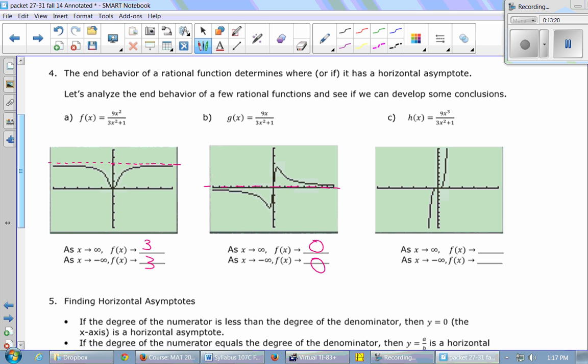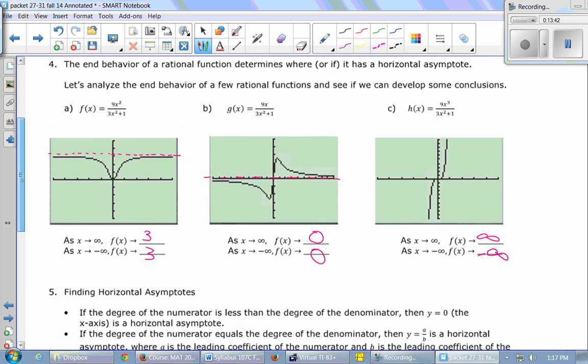And how about this last one? No horizontal asymptote. The end behavior is just as x approaches infinity, f of x approaches infinity, and as x approaches negative infinity, f of x approaches negative infinity. So there's no horizontal leveling off. There's no line that the graph approaches.